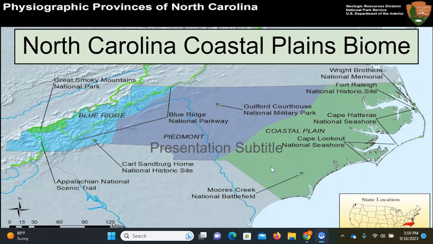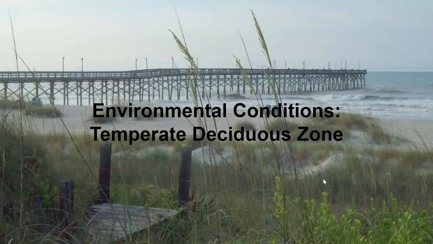North Carolina Coastal Plains Biome by Nicole Jones. Environmental conditions of this biome are that of a temperate deciduous zone.